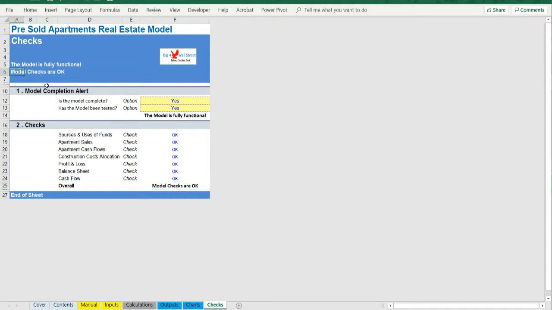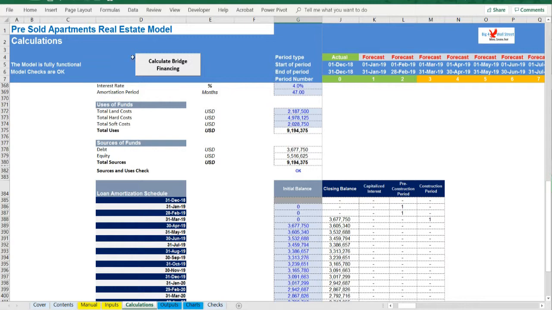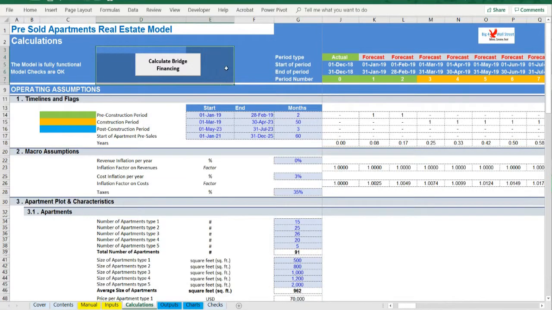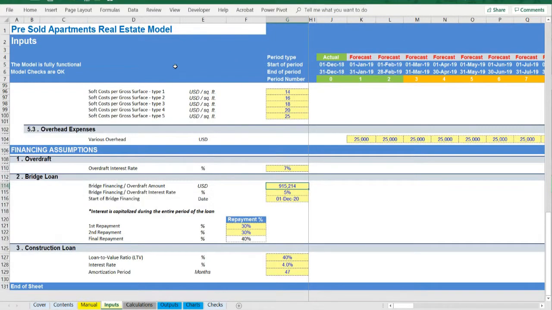An important notice before closing: the model is using a macro, therefore you need to enable macros. The macro is used to calculate the amount of the bridge financing during the construction period. There is a button in the Calculations tab named Calculate Bridge Financing that needs to be pressed as soon as you are done with your inputs.